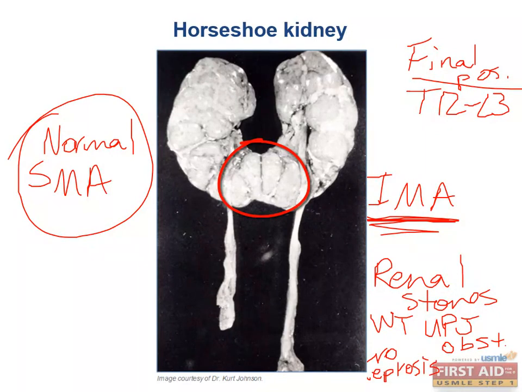Now, horseshoe kidney is commonly associated with which genetic abnormality? The correct answer is Turner syndrome, which is when patients have a karyotype of 45X.